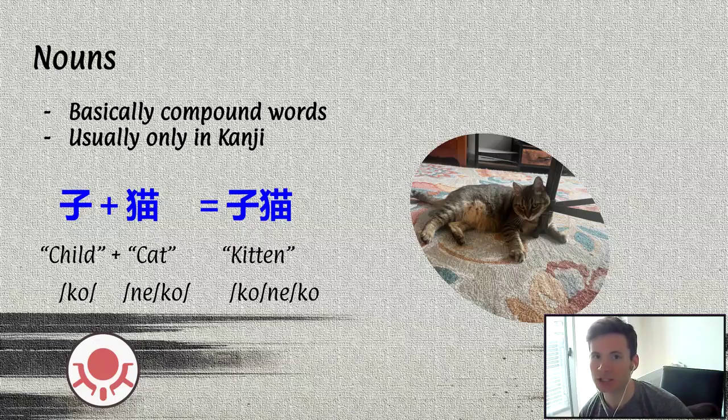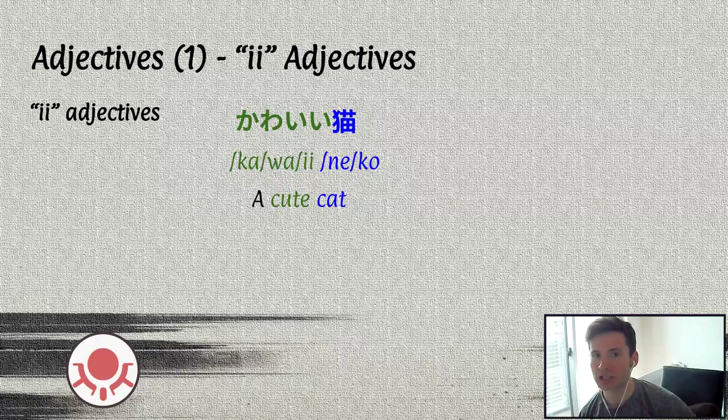What is a child cat? A child cat is a kitten, as you can see here. This cat is not a kitten. Now let's briefly talk about adjectives.